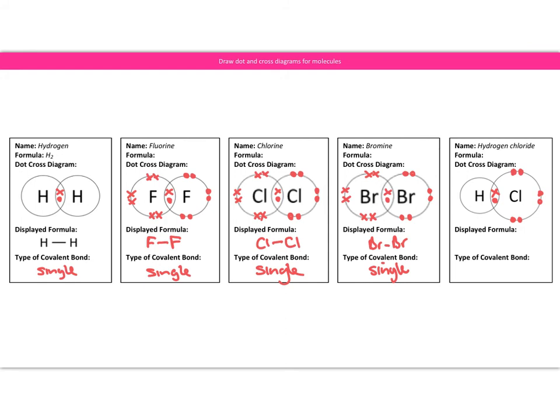We draw for the displayed formula the symbols, and we connect them with however many covalent bonds there are between each atom. There's just 1 pair of electrons, so 1 covalent bond. So we draw the displayed formula like that. And again, it's a single bond.